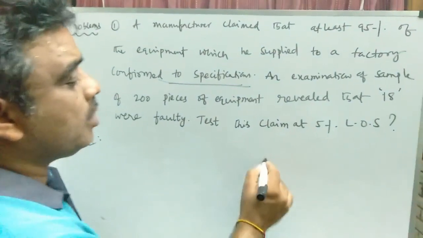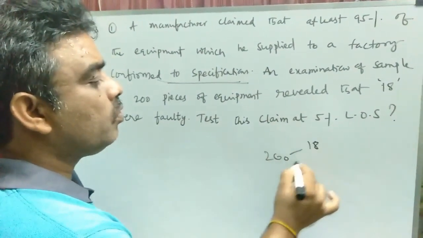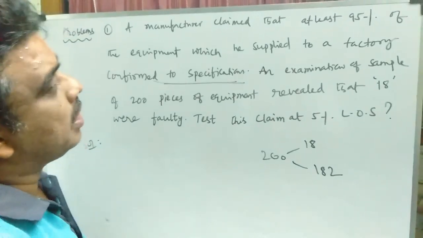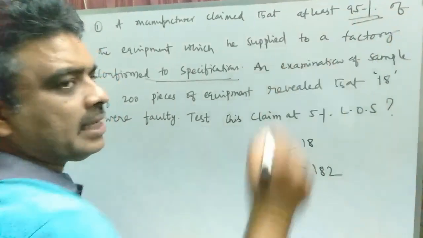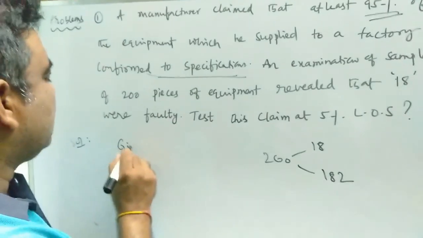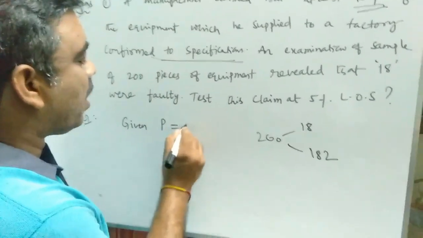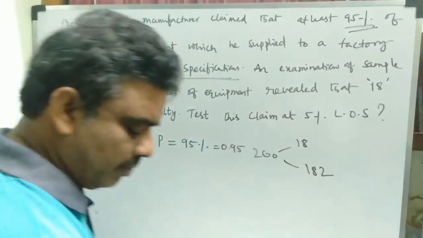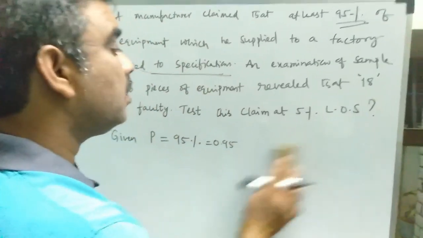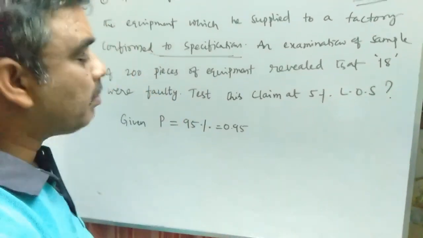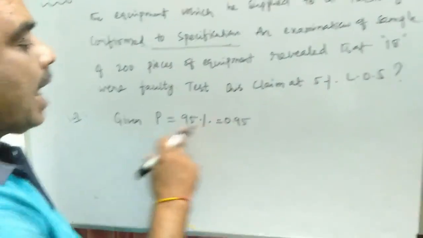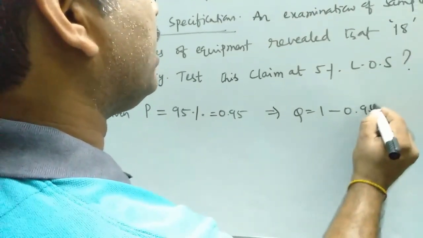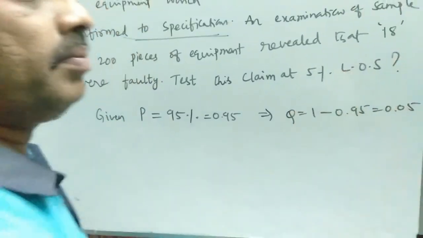So 18 faulty out of 200 items means good ones are 182 + 18 = 200. Here good means minimum 95%. Given that capital P, he claims that the population proportion is 95%, that is 0.95. His items conform to specifications, minimum 95% quality. That is capital P is equal to 0.95, implies Q is equal to 1 minus 0.95, that is 0.05.